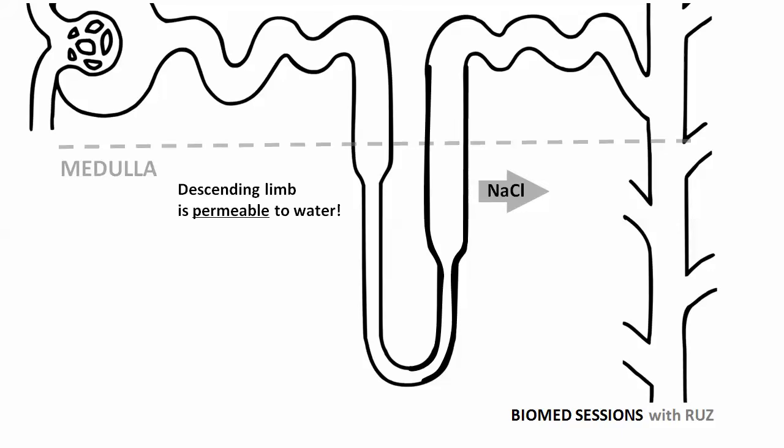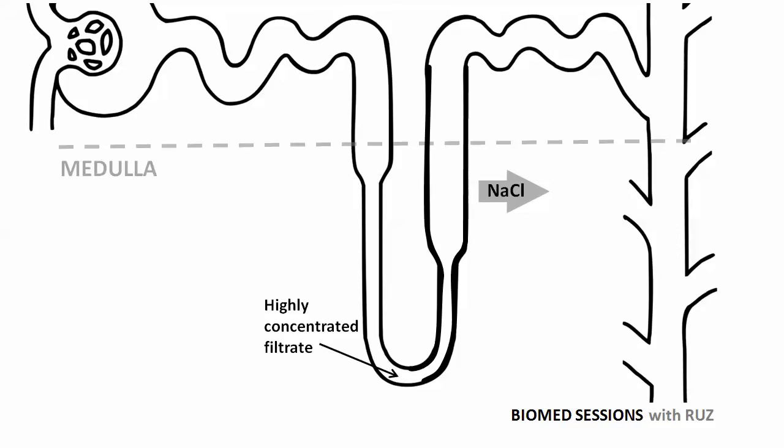The descending limb, however, is permeable to water, but has very low permeability to ions such as sodium and also urea. So as the filtrate travels down the descending limb, water leaves by osmosis because of the salty environment of the medulla. By the time the filtrate reaches the bottom of the loop, it is highly concentrated as significant amounts of water have left.